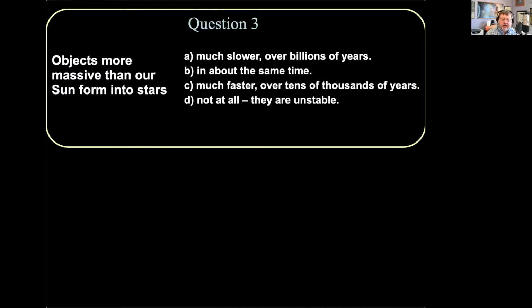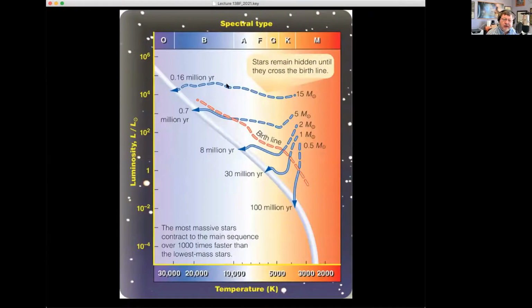Okay, there seems to be some debate here between A and C, much slower or much faster. Okay, let's go back. Look here. Stars much more massive than the sun take 160,000 years. Stars less massive than the sun will take 100 million years. So the more massive you are, the faster you're born.